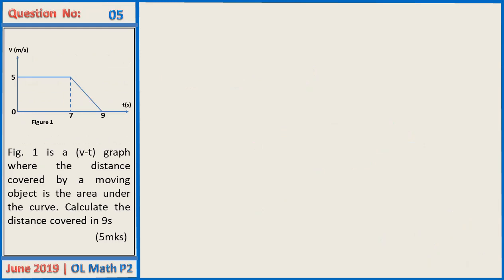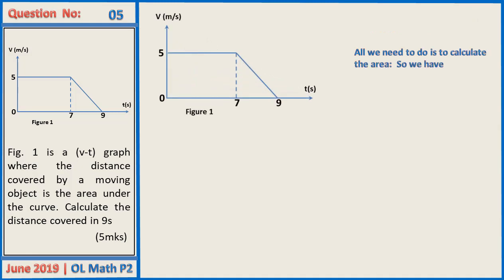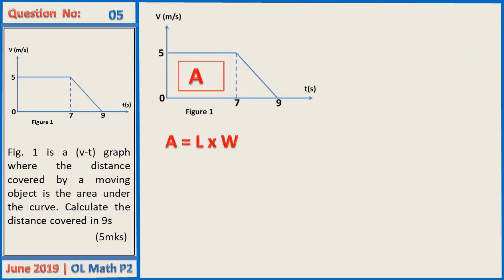Question number 5. Figure 1 is a velocity time graph where the distance covered by a moving object is the area under the curve. Calculate the distance covered in 9 seconds. According to this question, we are to calculate distance, and when you are given a velocity time graph or a speed time graph to be precise, the area under a speed time graph gives us distance. Distance is speed times time. So according to this question, we have to calculate the distance, and we can divide this graph into 2 sections.